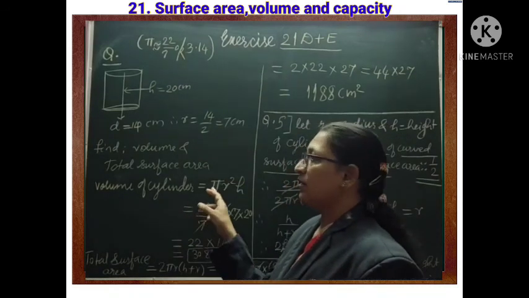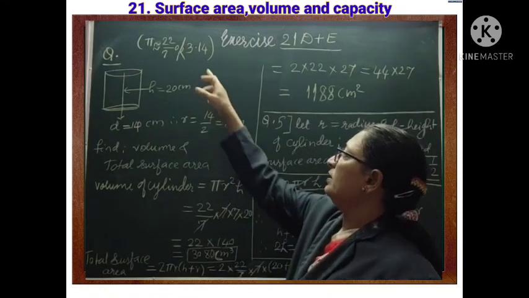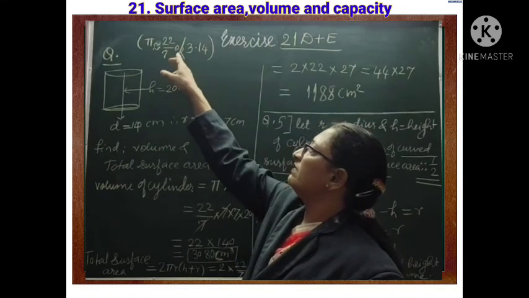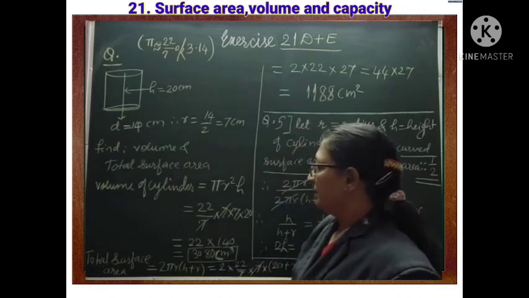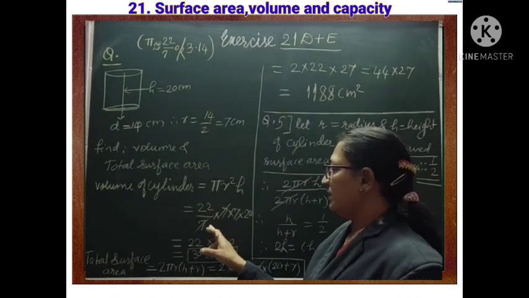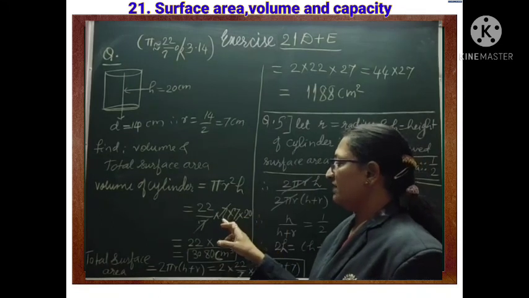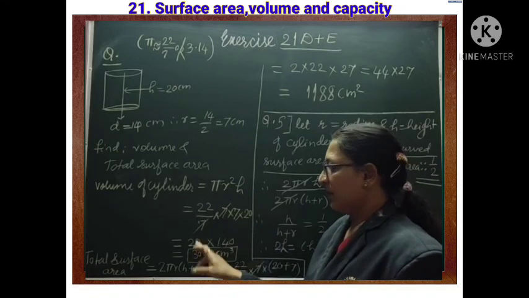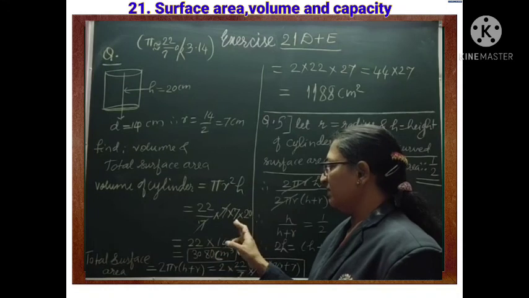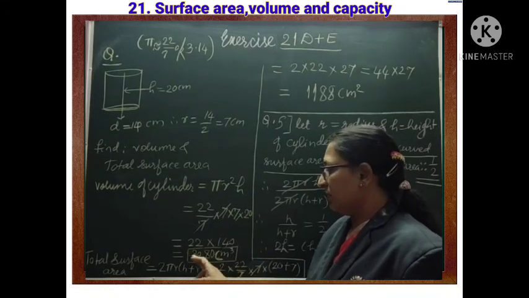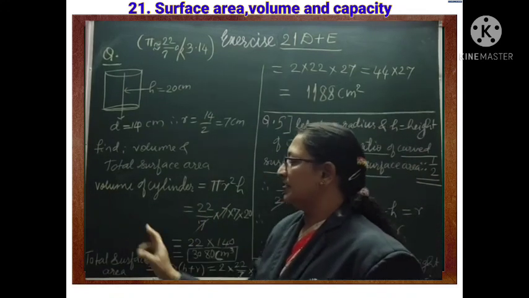Volume of cylinder we can calculate with the formula pi r square h. Remember, the value of pi is approximately 22 upon 7 or 3.14. We will use here 22 upon 7. So 22 upon 7 multiplied by 7 multiplied by 7 into 20. Here 7 into 7 because r square. 7 cancels, remains 22 into 7 into 20. 7 into 20 is 140. So the total product is 3080 centimeter cube, which is the volume of the cylinder.